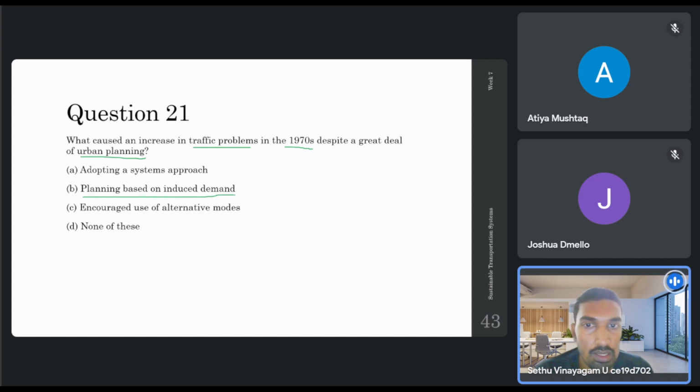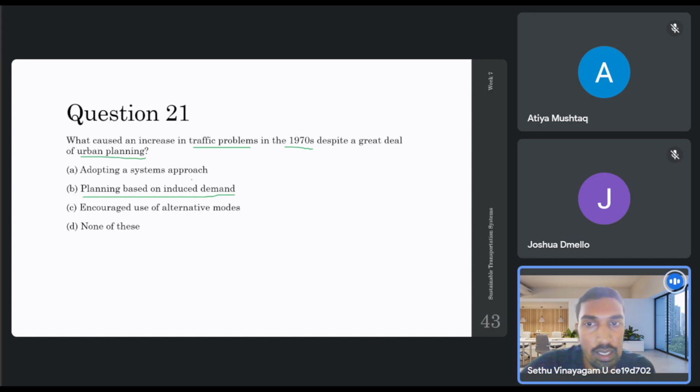So what do we mean by this? We try to forecast what the demand is. Okay, so you look at the current situation and then you forecast how many people will be using the system maybe in another 15 years, 20 years, and so on. And for that forecasted demand, you try to design your system to cater to that, right? So that is how it was done to cater to the demand.